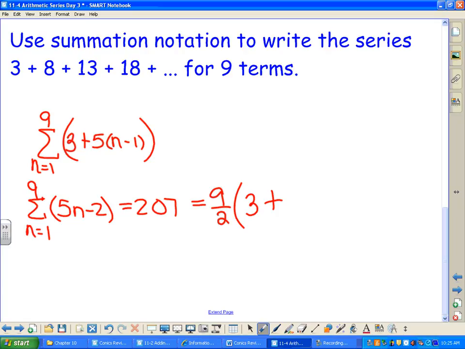45 minus 2, 43? So it's 9 halves times 46, which means 9 times 23. Okay, so that's how we got 207. Okay? Any other questions on that?